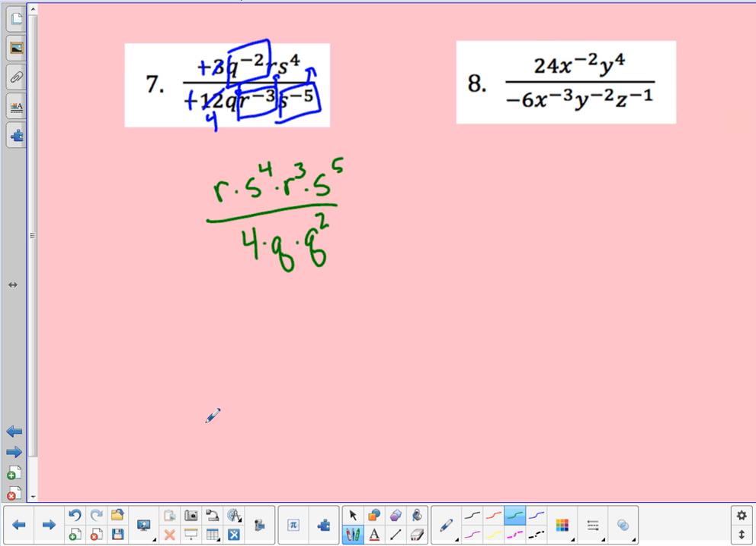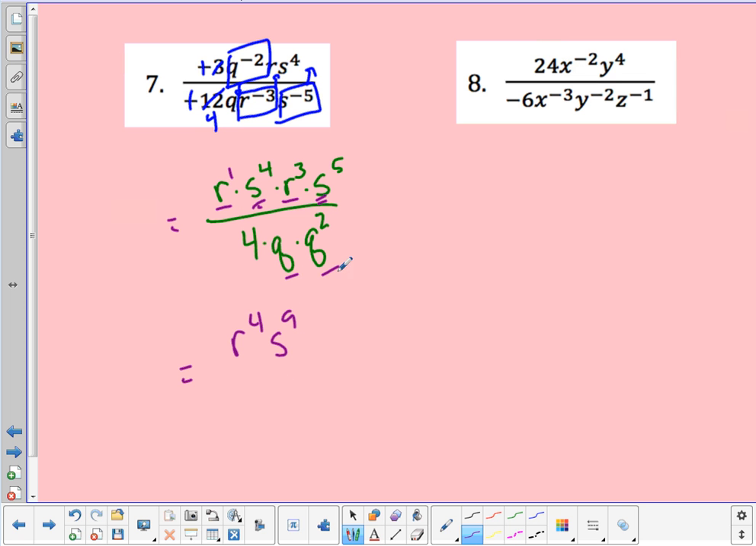Okay, so I think I have everything moved that I need to, but now I have to put the like parts together, the variables that are in common, or the like bases, in other words. So for example, my r's. R to the first times r to the third is r to the fourth. So I have r to the fourth, then s to the fourth, these are also common. S to the fourth and s to the fifth, that's going to give me s to the ninth.